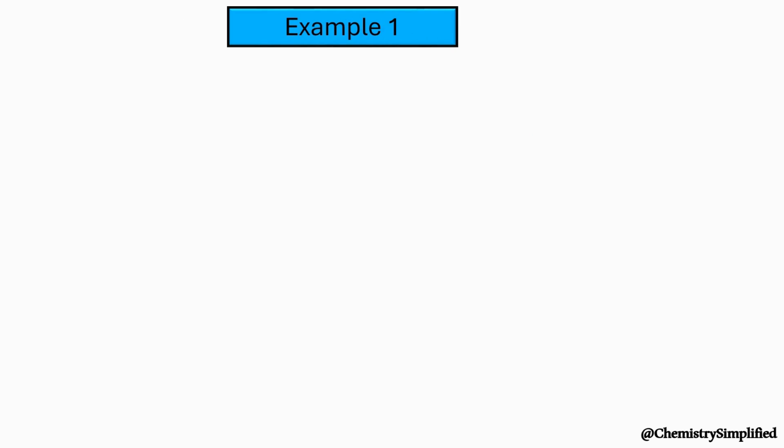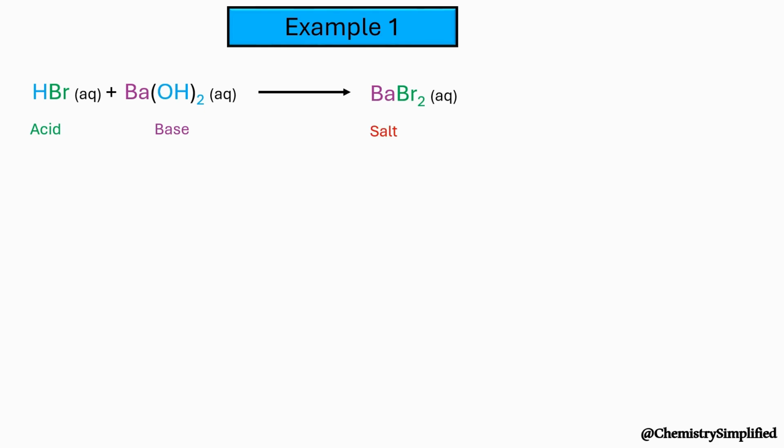So let's look at an example. We got two of them, so let's see the first one. So let's say we have hydrobromic acid, which is a strong acid, reacting with barium hydroxide, which is a strong base, and the end product is a salt. In this case, the salt is barium bromide and water.